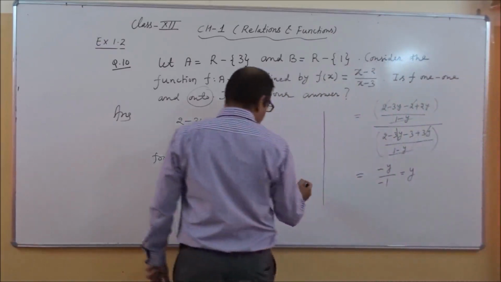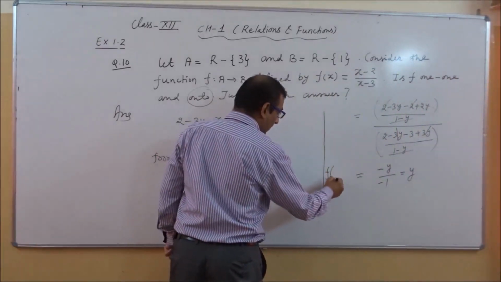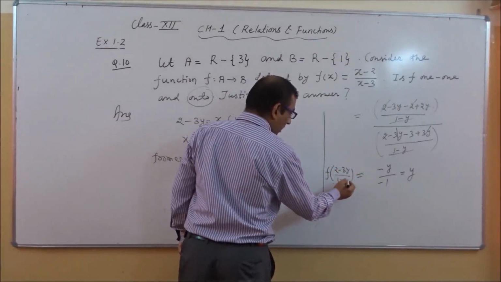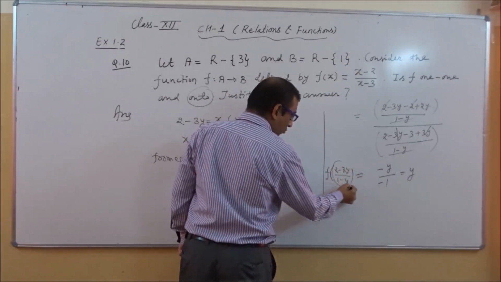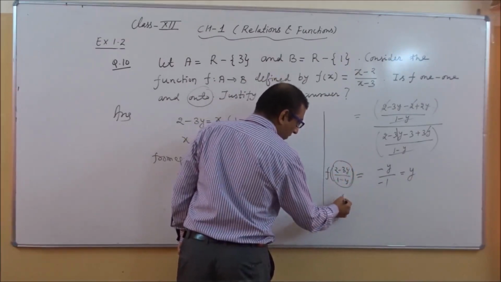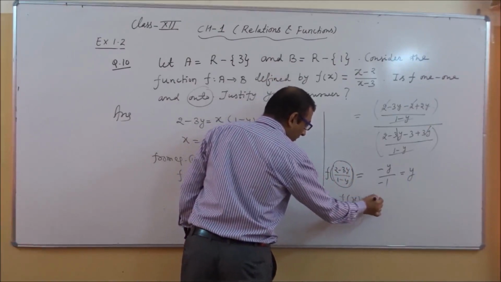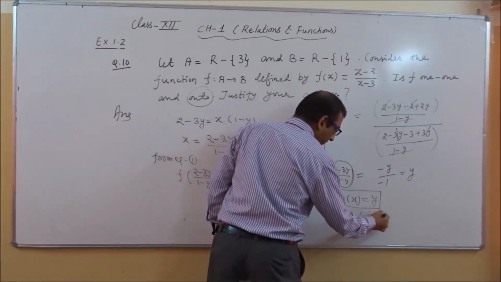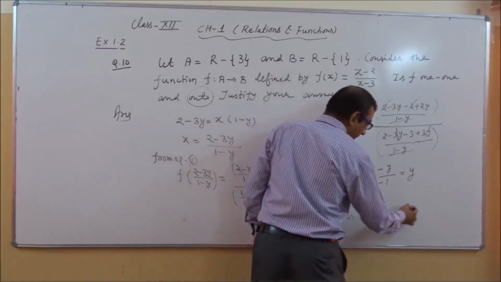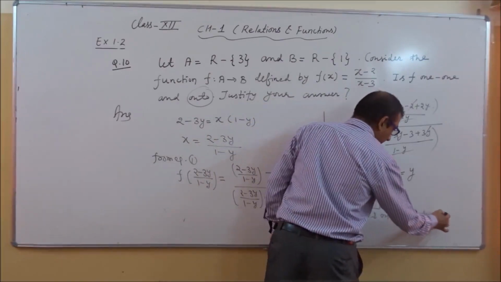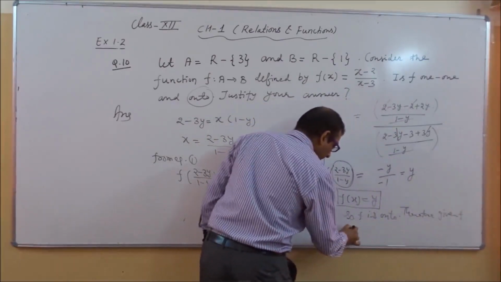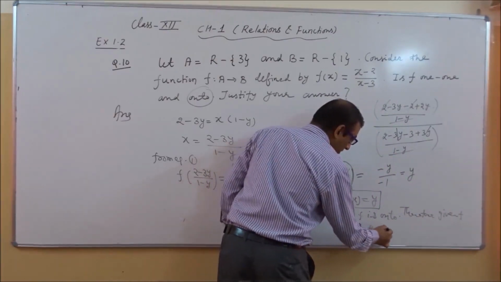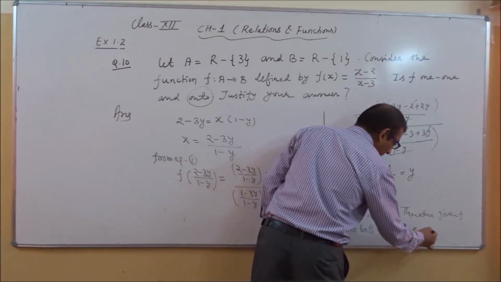And what is the right hand side? What is the left hand side? Right hand side is y, and the left hand side is (2 - 3y)/(1 - y), which is equivalent to x. So we will get f(x) = y. As I said, if we are getting f(x) = y, we can say f is onto. Therefore, we can say the given function is both 1-1 and onto.